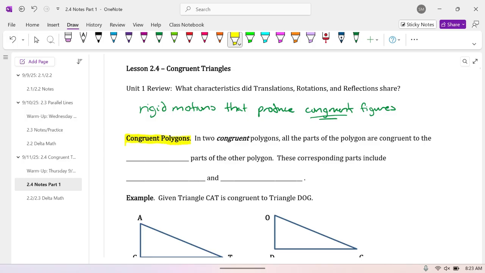So congruent polygons specifically are two congruent polygons. All parts of the polygon are congruent to the corresponding parts of the other polygon. The corresponding parts include both the sides and the angles. Now, why would I say corresponding and not say the same parts? Why would I say corresponding instead of the same parts? Why do you think that?